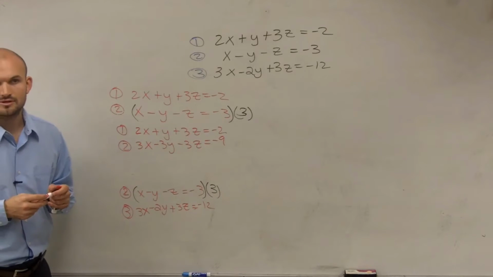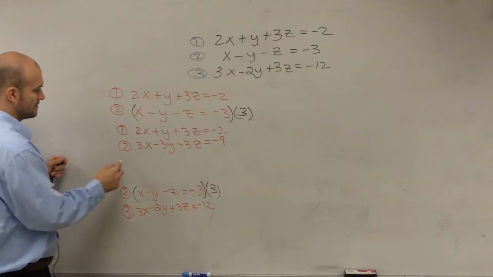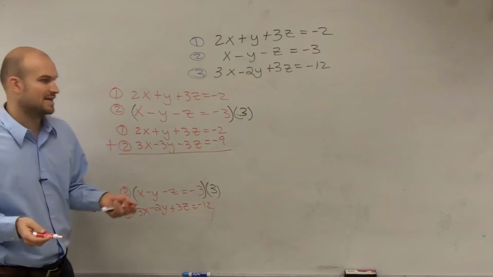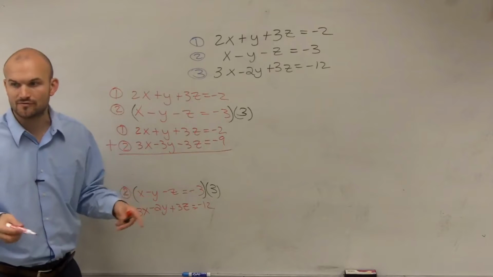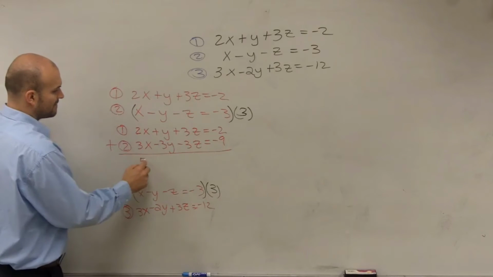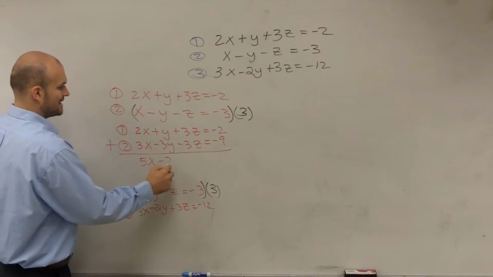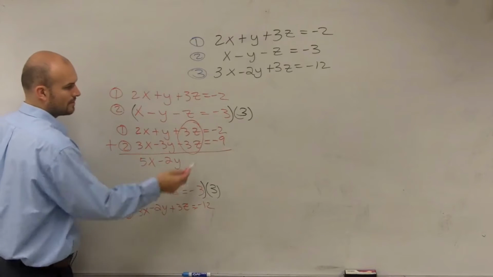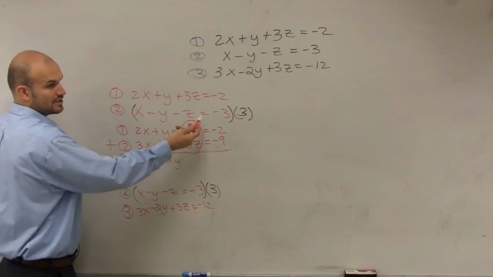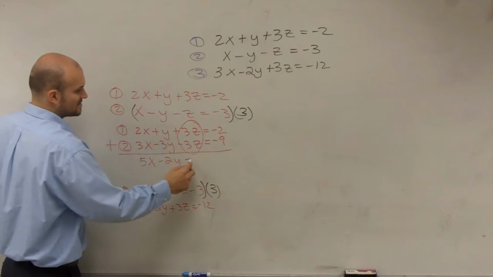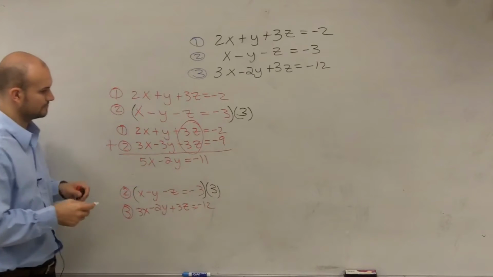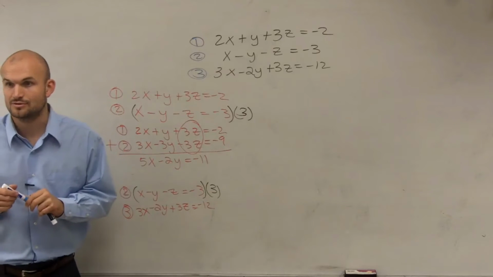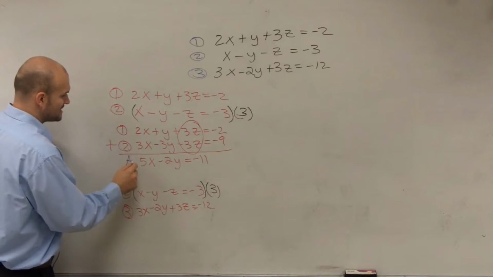Did everybody say that? So then what we do is we add them by elimination. Since I have a positive and a negative of the same coefficient, I'm going to add them. Here I get 5x minus 2y. This adds to a 0 as a coefficient. 0 times z is 0. And then this gives me negative 11. So that new equation only has how many variables? 2. So I'm going to label that as A.